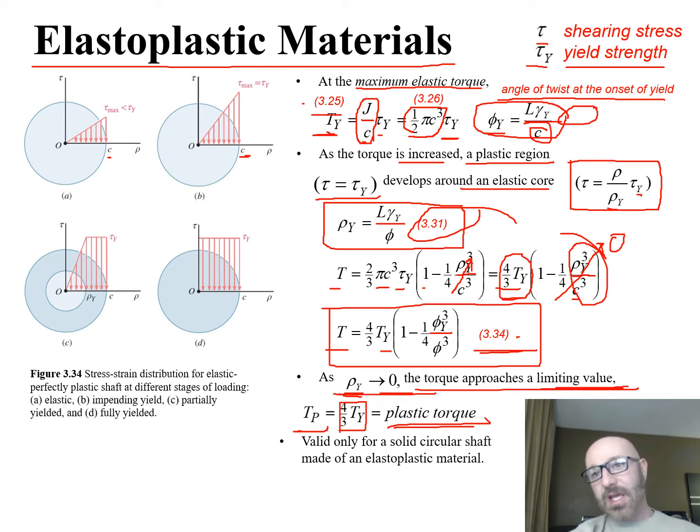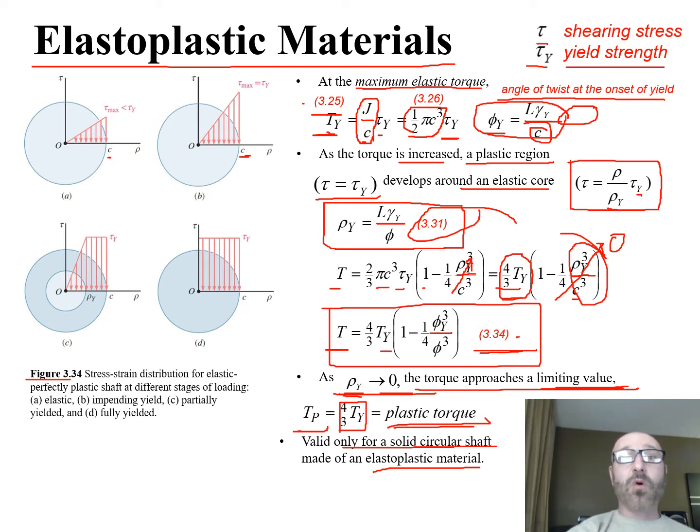So again, take a minute, look back, go through the derivations, and don't just blindly plug and chug through these equations. Other thing to remember here is this is valid only for a circular solid shaft made of an elastoplastic material. There are a lot of assumptions there. It needs to be circular, it needs to be solid, it needs to be elastoplastic material in order to use this relationship.